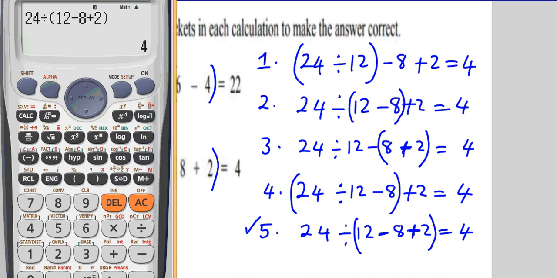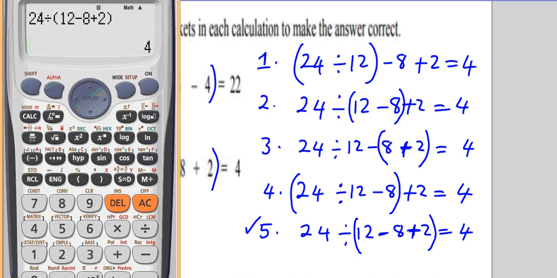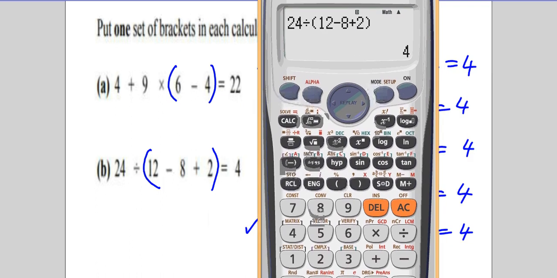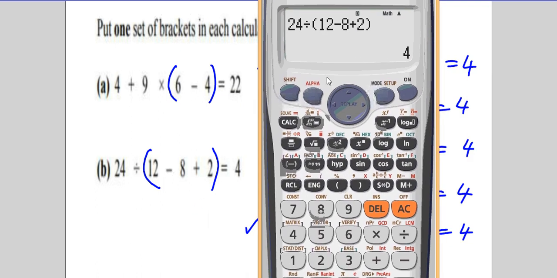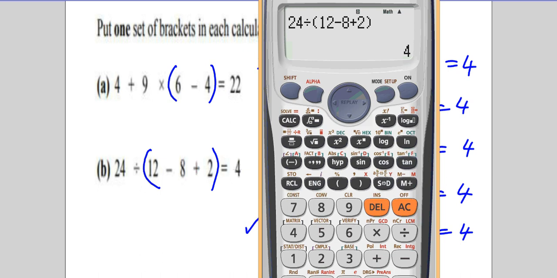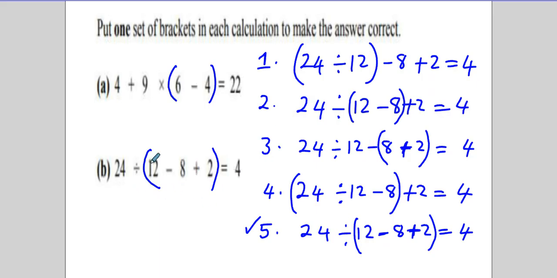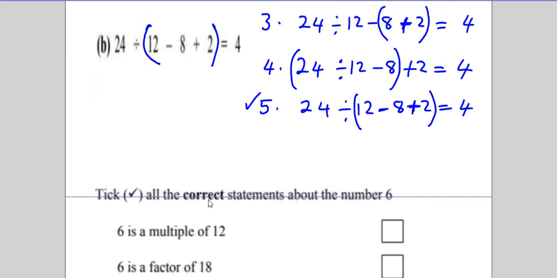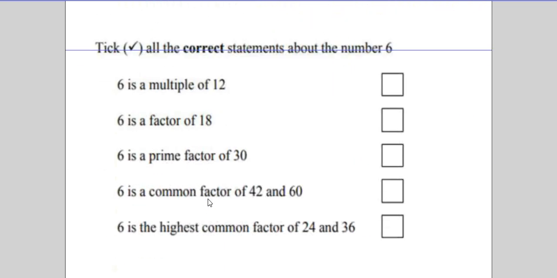Let's check it again. We have 24 divided by, open brackets, 12 minus 8 plus 2. See that? We are going to get 4. So our pair of brackets will be somewhere here. Cool. I hope that helps. You can go to the next question.